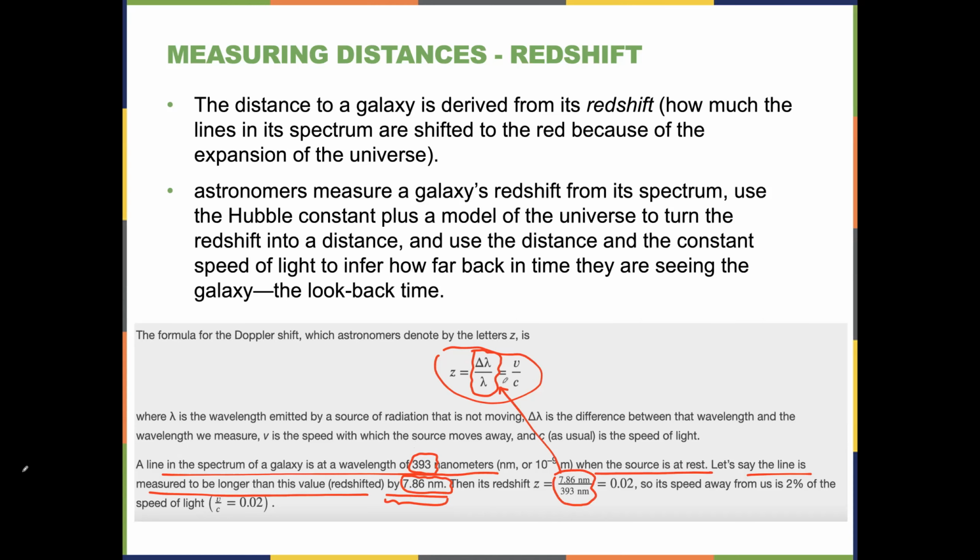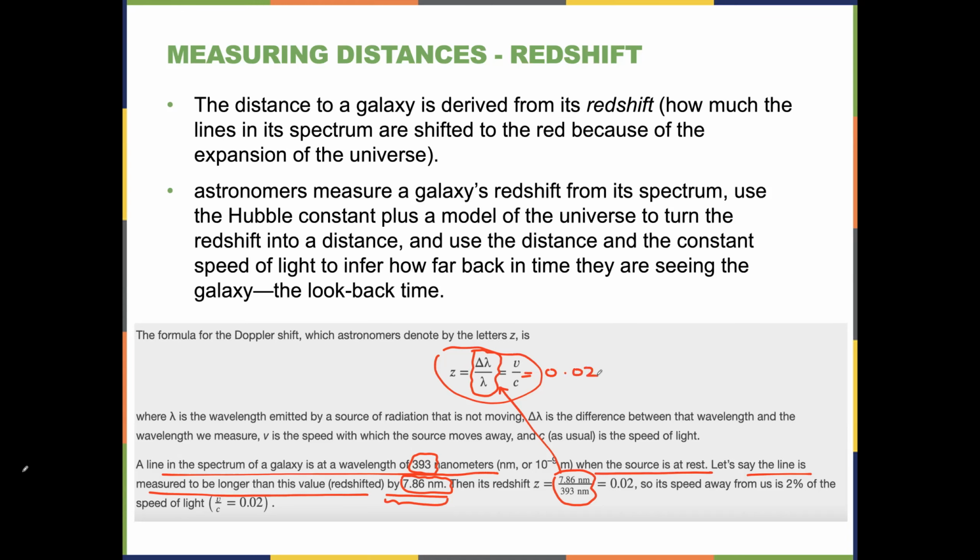Now, once you know this value, for this particular example that is 0.02, V over C equals 0.02. That means this particular galaxy is moving away from us at 2% of the speed of light, or 0.02 C. You can plug in the value of the velocity of light, and you will see that this is a huge speed.